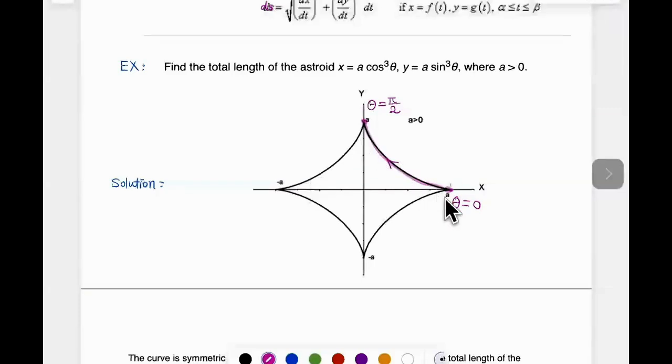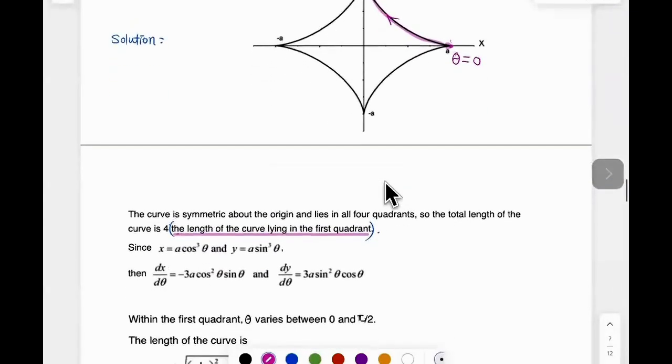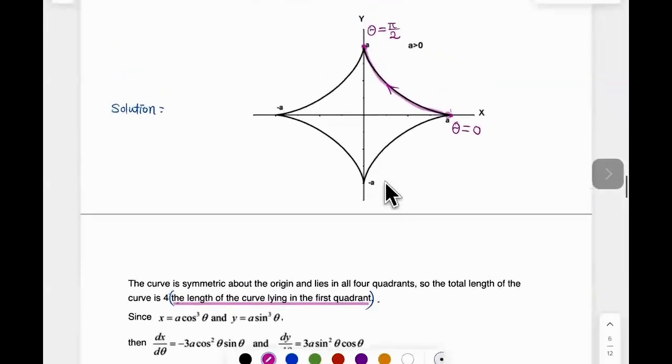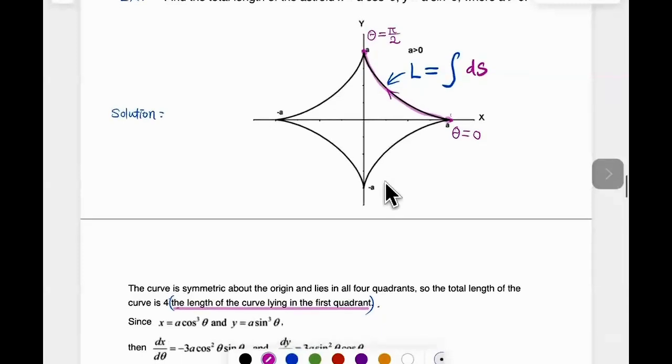So from here, theta is equal to 0 when we start at this point, and when theta equals pi over 2 we end at this point. So theta goes from 0 to pi over 2, from here to here. Now what do you do? Let me write down the formula. How do you find this arc over here? It equals the integral of the differential arc length.